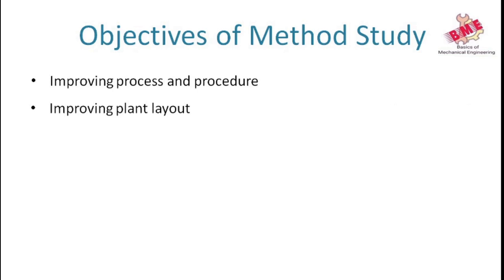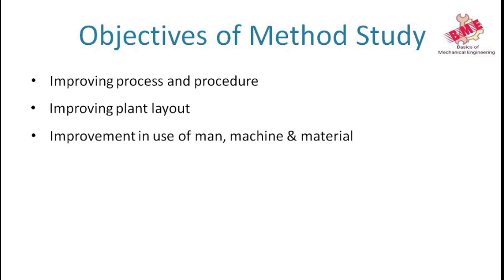Means, if the plant layout is wrong, the man and material have to be placed here and there, then the productivity decreases and the time required for production is more. By improving that plant layout, the productivity will be increased and less fatigue is given to the operator or the persons. Next is improvement in the use of man, machine and material.